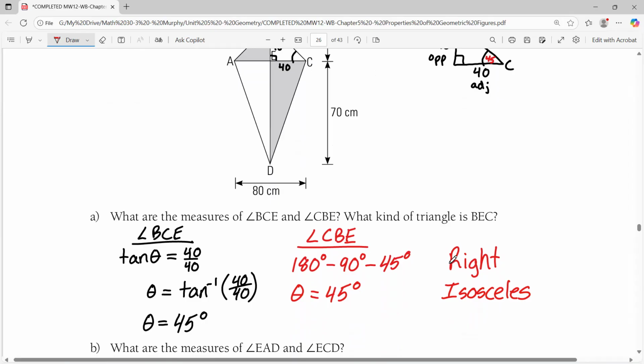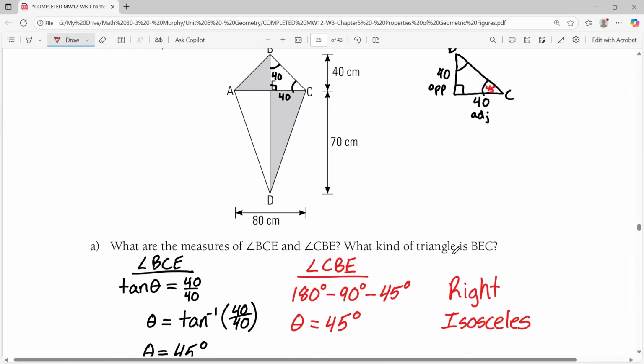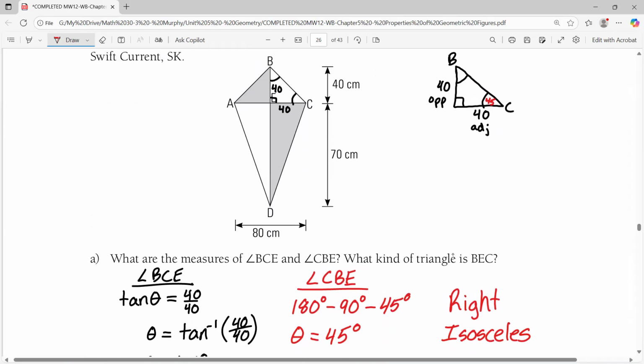Okay. Next one here. What are the measures of angle EAD and ECD? Okay. E to A to D, so this angle. And then it says ECD, this one. So those should be the same. So we just got to solve one of them.